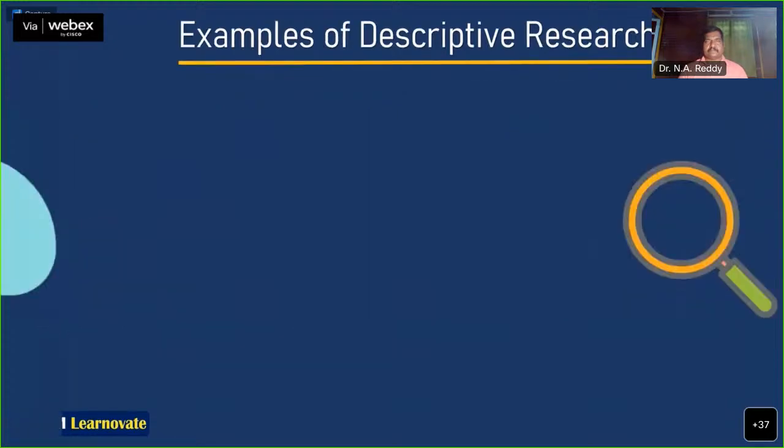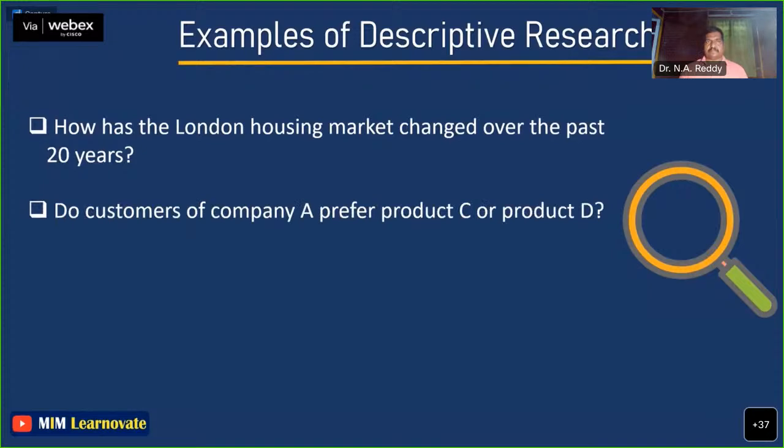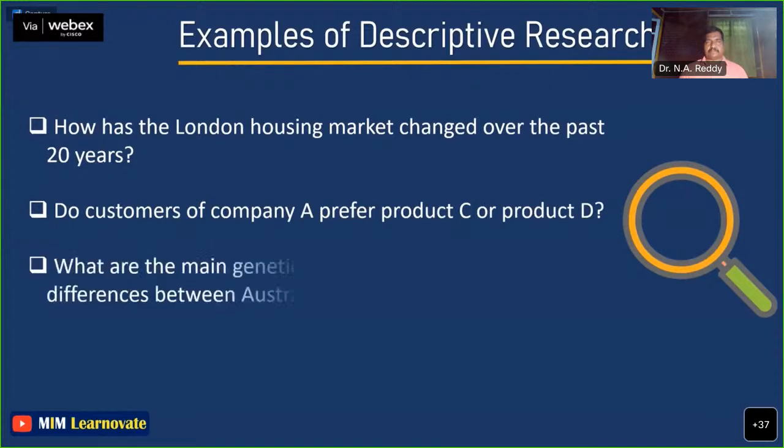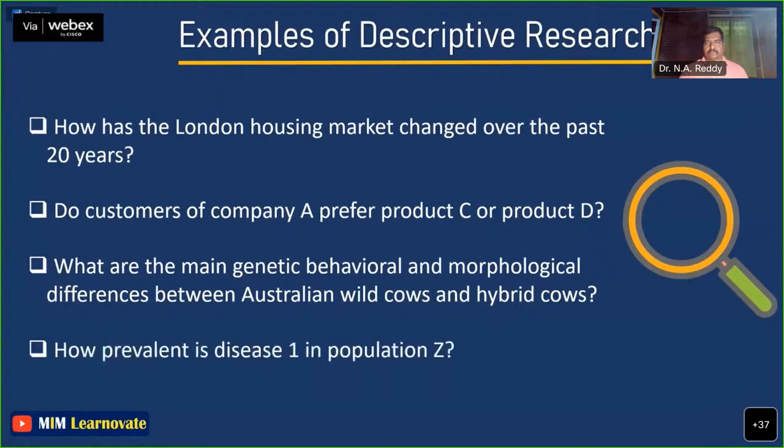Example of descriptive research. How has the London housing market changed over the past 20 years? Do customers of Company A prefer product C or product D? What are the main genetic, behavioral, and morphological differences between Indian wild cows and hybrid cows? How prevalent is disease 1 in population Z?